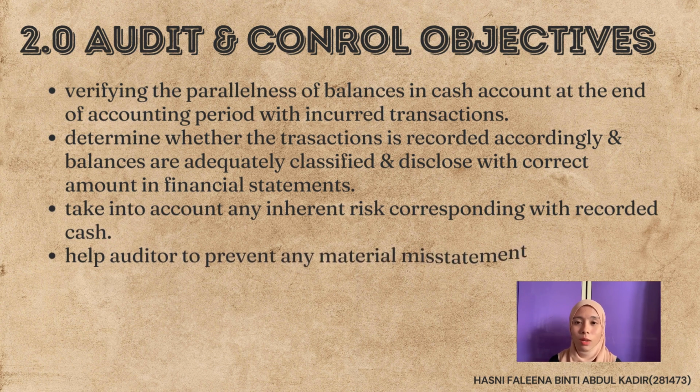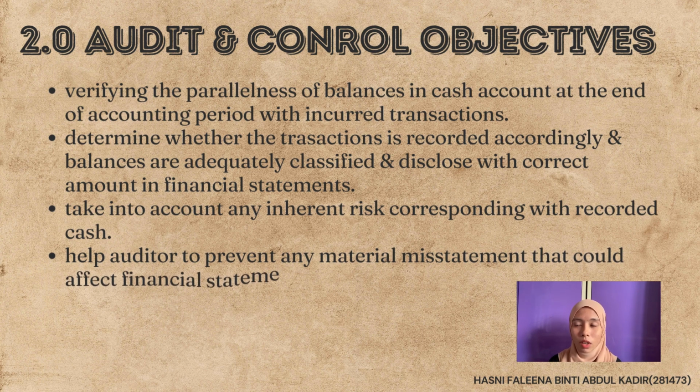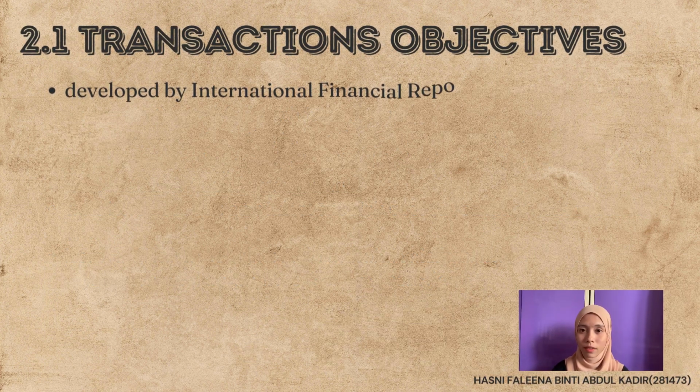Next, to take into account any inherent risk corresponding with recorded cash. It may be caused by any omission or error in cash flows, or other failures such as fraud. Thus, it also helps the auditor to prevent any material misstatement that could affect the financial statements and other assertions. If any material misstatement arises, it will inhibit the auditor from producing a valid audit report of one's entity. We are now moving to transaction objectives.